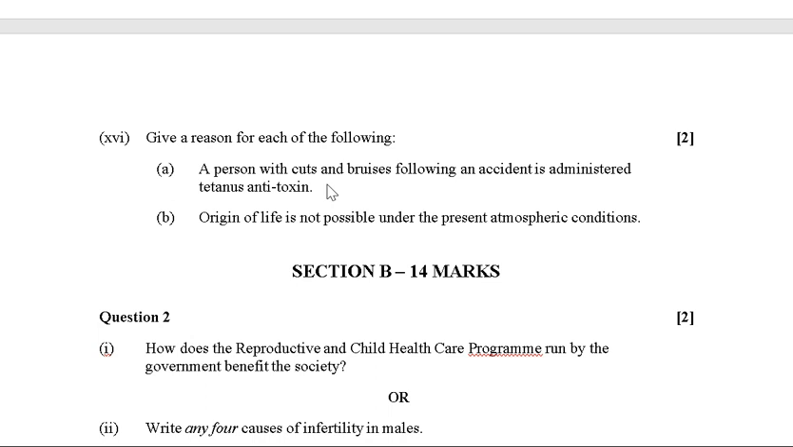A person with cuts and bruises following an accident is thus administered tetanus antitoxin because this antitoxin contains antibody against the pathogen, and this inactivates the pathogen. This type of immunity is a type of passive immunity. So I repeat, tetanus is a disease caused by Clostridium tetani which enters the skin through a cut or puncture wound. The person is administered tetanus antitoxin because it contains antibody against the pathogen. This inactivates the pathogen, and this is a type of passive immunity.